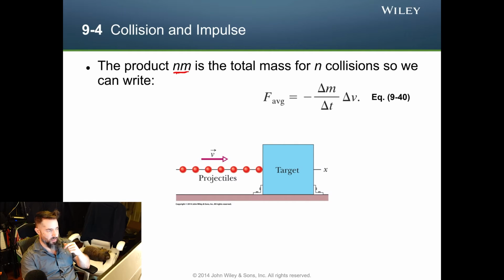The product of the number of particles and the mass is the total mass for however many collisions. So we're writing the change in mass because the mass is changing as you add projectiles each time. As this red ball hits the target, the mass of the target plus the red ball is added together. Now you have a second red ball that's hit this, so now you have basically two of these masses, 3, 4, etc., constantly adding to the target.